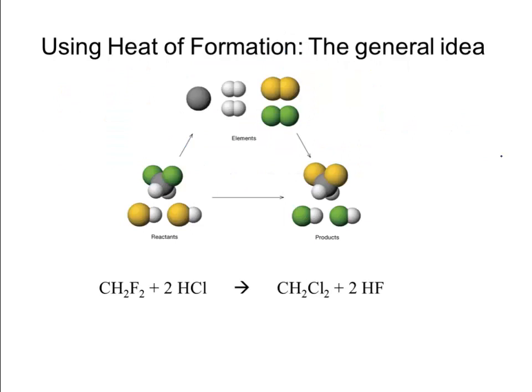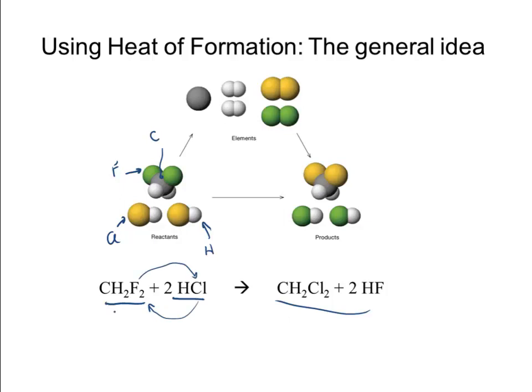All right, so now here's how we use it. The idea is actually an extension of Hess's Law. It's a special case of Hess's Law, where let's say we're looking at this reaction, CH2F2 plus 2 HCl's. These are F's, those are Cl's, these are hydrogens, and the central atom there is a carbon. Those two react to make, essentially it's an exchange reaction where the chlorines go on the carbon compound and the fluorines end up with the hydrogen.